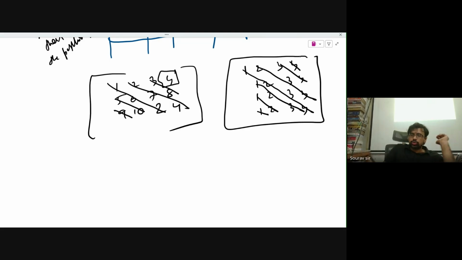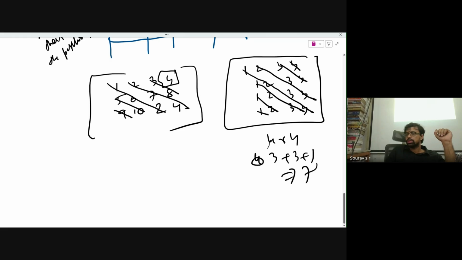So how many diagonals do we get in these kinds of cases? If it is a 4 cross 4, how many diagonals do we get? Sub diagonal above is 3, the principal diagonal is 1, and below 3. So 3 plus 3 plus 1 is 7. That's the formula here.